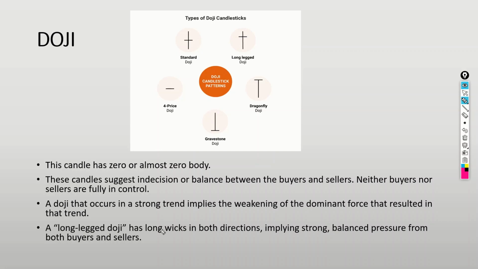A long-legged doji has long wicks in both directions, implying strong balanced pressure from buyers and sellers. So we are saying that a long-legged doji is a doji which has long wicks in both directions. For example, the upper wick is long, and the lower wick is also long. So it implies that there is strong or balanced pressure from both buyers and sellers. This is what we call a long leg doji. You can see it right here.